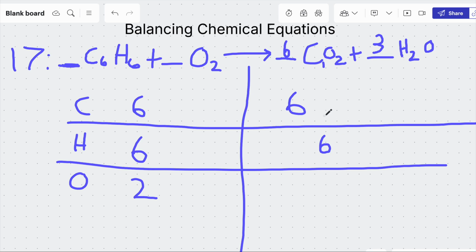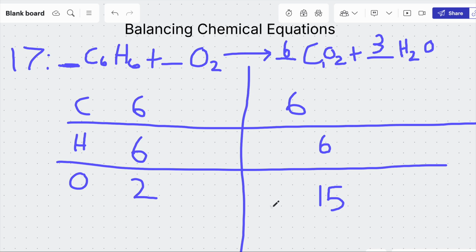Now for our O's. We've got 3 times 1 over here. Oh, we're going to need to change some stuff in a second. That's going to be 3 plus our 6 times 2, which is 12. So 12 plus 3 is 15. Now, the only thing that doesn't match up is our O's. But we're not going to mess with those right now.